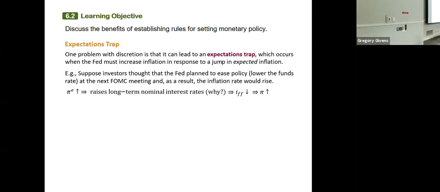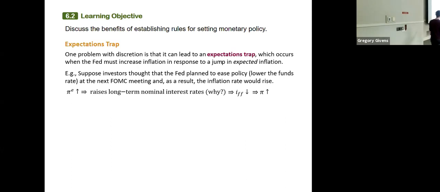Now let me ask you this question. How would the Fed, if it was to implement a policy rule, be able to avoid the expectations trap? If instead policy were being set according to a fixed rule as opposed to discretion, why would this whole situation be avoided? Or how could it be avoided? Levi?